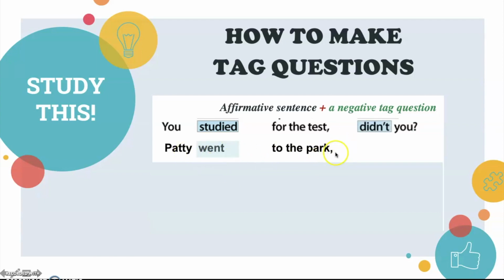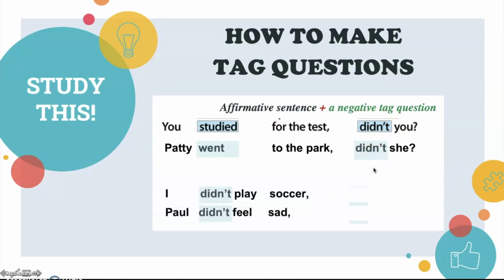Patty went to the park. The tag question is, "didn't she?" You see, here we have affirmative sentences and our tag questions are going to be in negative. What happens if we have a negative sentence? The tag question has to be in affirmative.